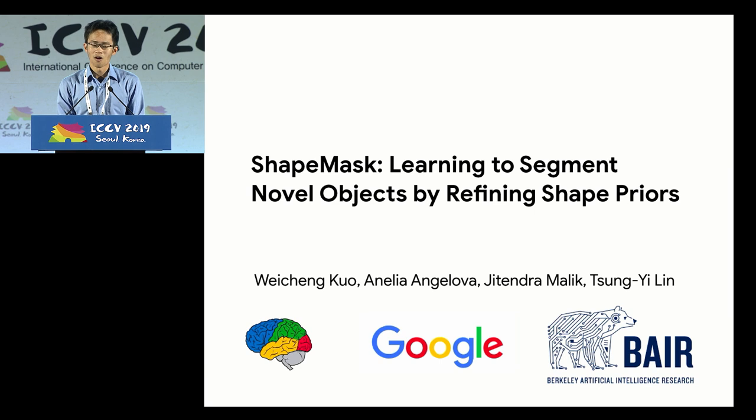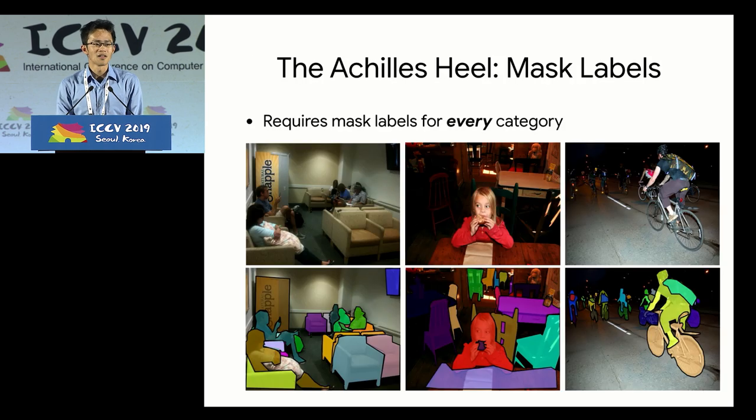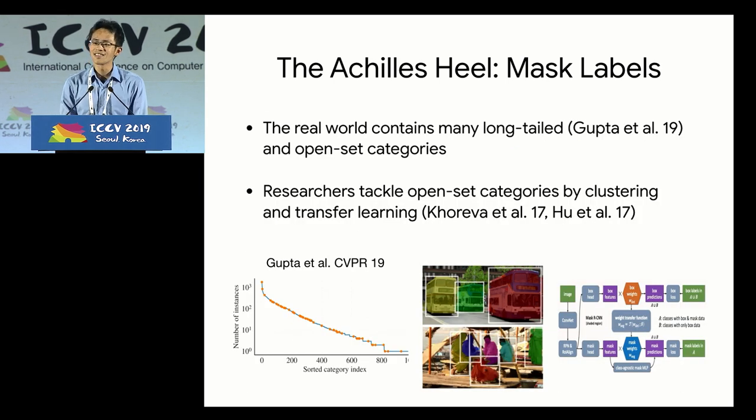Today, I'm happy to tell you about our work, ShapeMask: Learning to Segment Novel Objects by Refining Shape Priors. In the past few years, we've seen great success of instance segmentation. Here's an example of Mask R-CNN. The Achilles heel of all these approaches, however, is that they all require pixel-wise labels for every category. You can imagine this is unscalable to the real world. The real world contains a lot of long tail and open set categories with few or no labels at all.